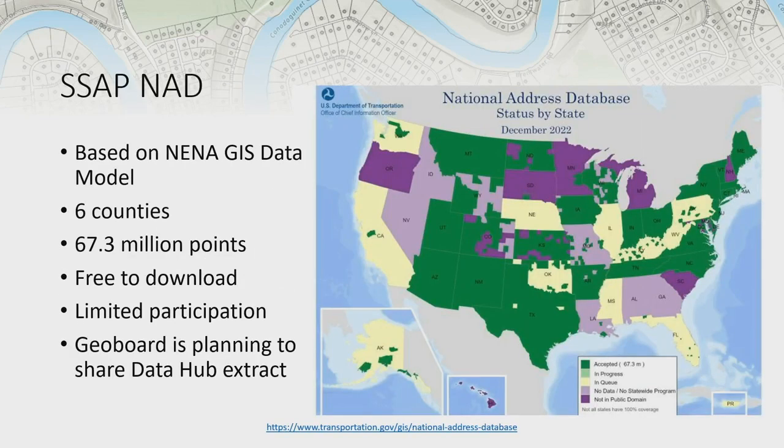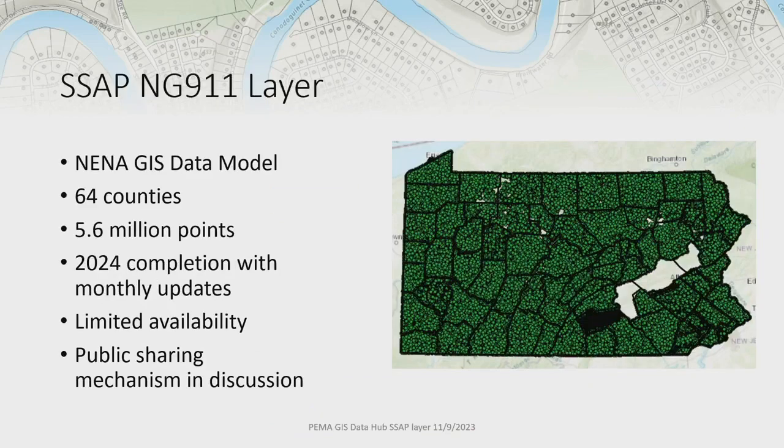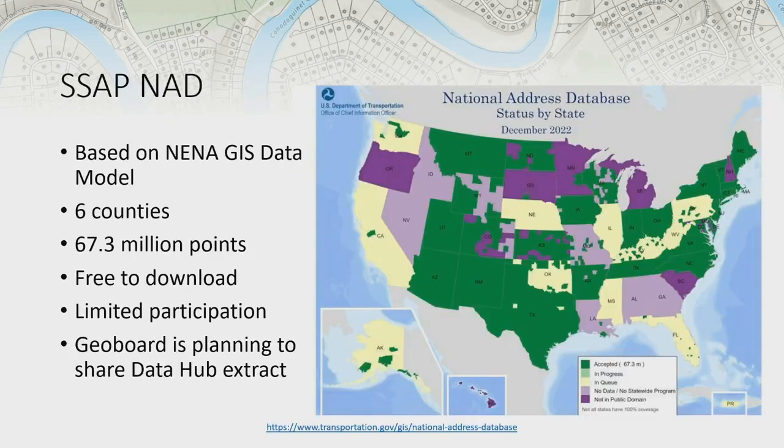Right now, the Department of Transportation hosts a national address database. You can go to this website, free to download. There are 6 counties in Pennsylvania that participate. I think I looked at this in December 2022, so that's the last time I looked. There might be more, but how do we get that statewide data set that we just looked at into the public's hands? That's the challenge we're at now, getting some lawyers to sign off on that, basically.